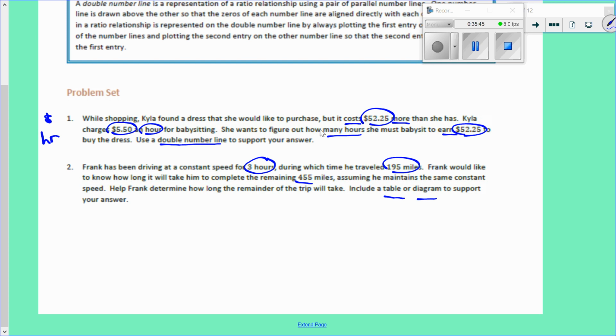So that is our question, how many hours she must babysit to earn $52.25. Now, they did give us an additional piece here, right? Use a double number line to support your answer. So you must have a double number line. The part that throws the students off the most on this one is they get focused on the numbers and forget what they're comparing. So what is it she actually needs to know?